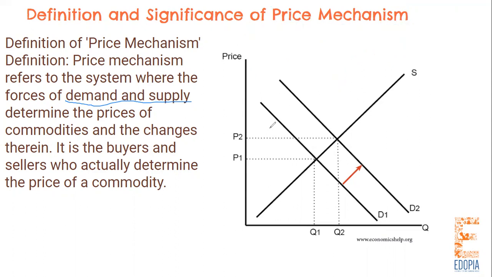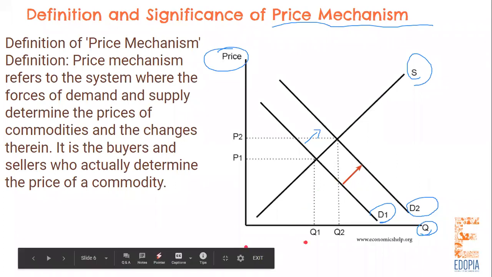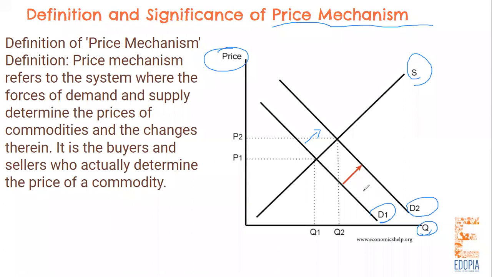If we look at the graph, here on the vertical axis we have price, and on the horizontal axis we have quantity, whereas the downward sloping curve is demand, and the upward sloping curve denotes supply. We always have to keep in mind that changes in demand and supply will affect the prices accordingly in the price mechanism. As the graph shows, if there is an increase in demand, that is from D1 to D2, the increase in demand would increase the price.